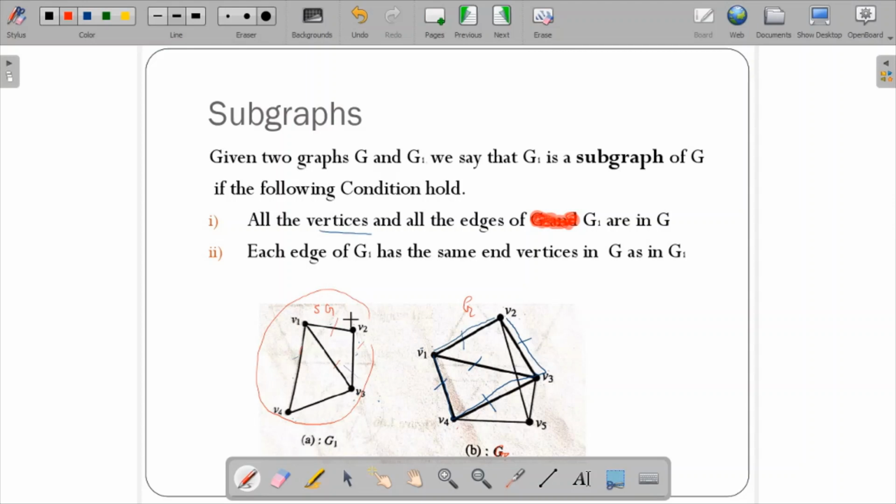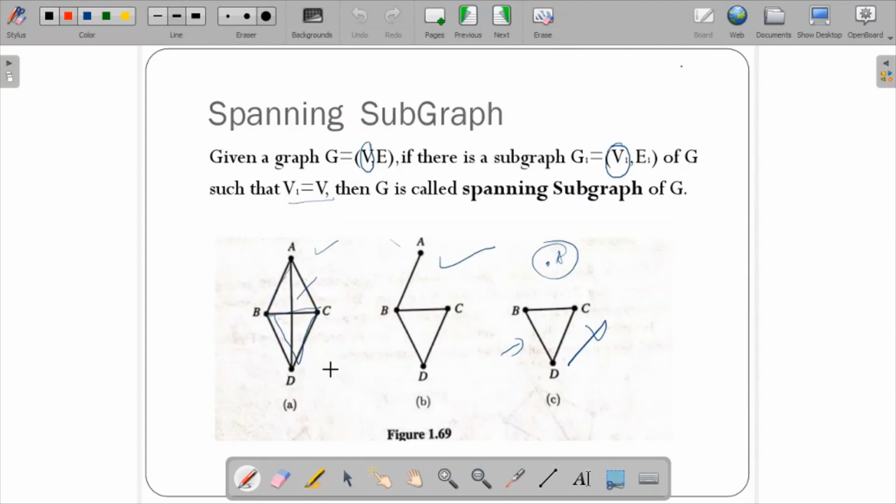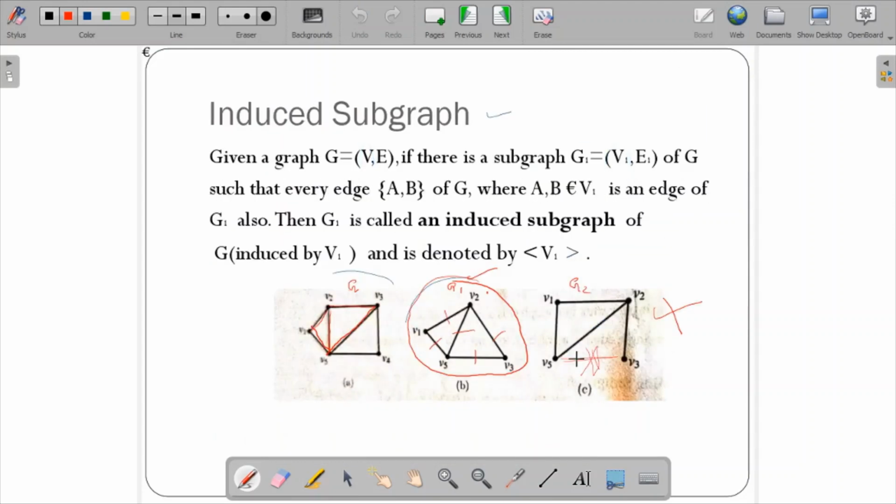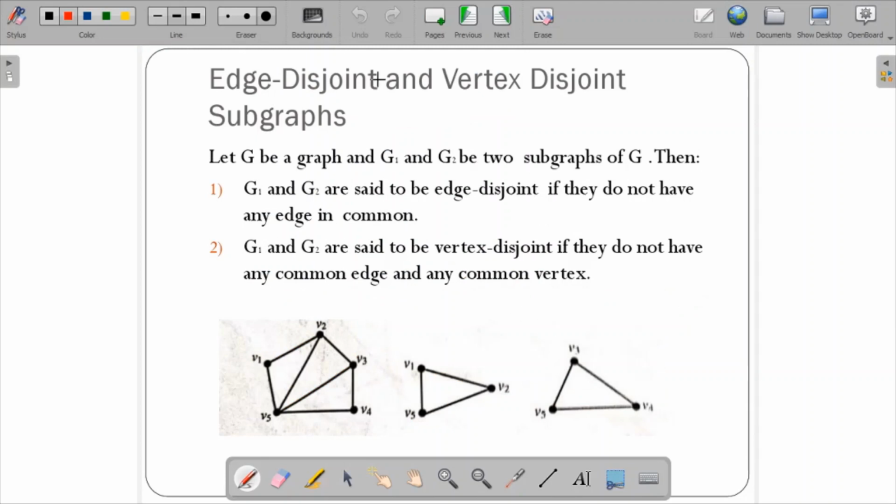So this is also an induced subgraph, whatever the edges are there, we are going to put the edge over here. So this is regarding the induced subgraph. Next is edge disjoint and vertex disjoint subgraphs.